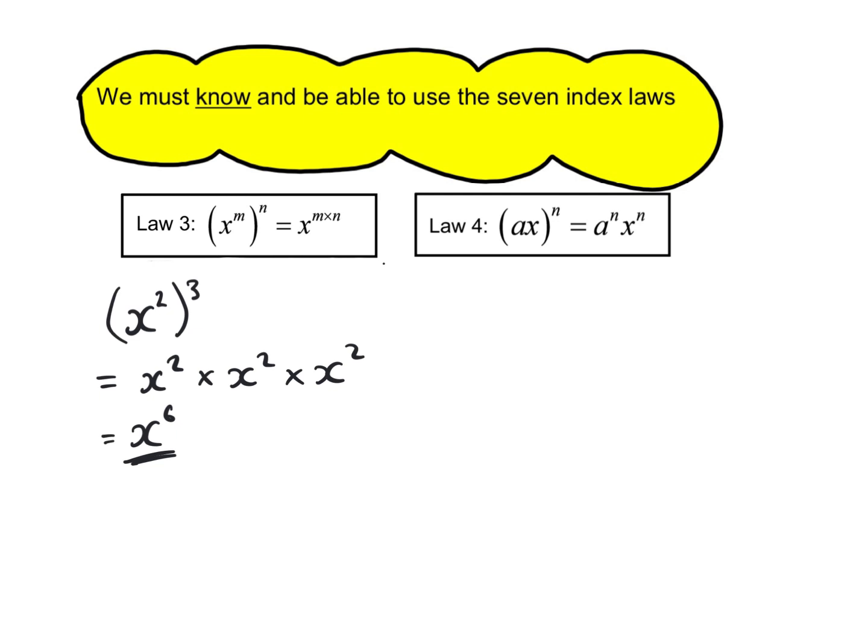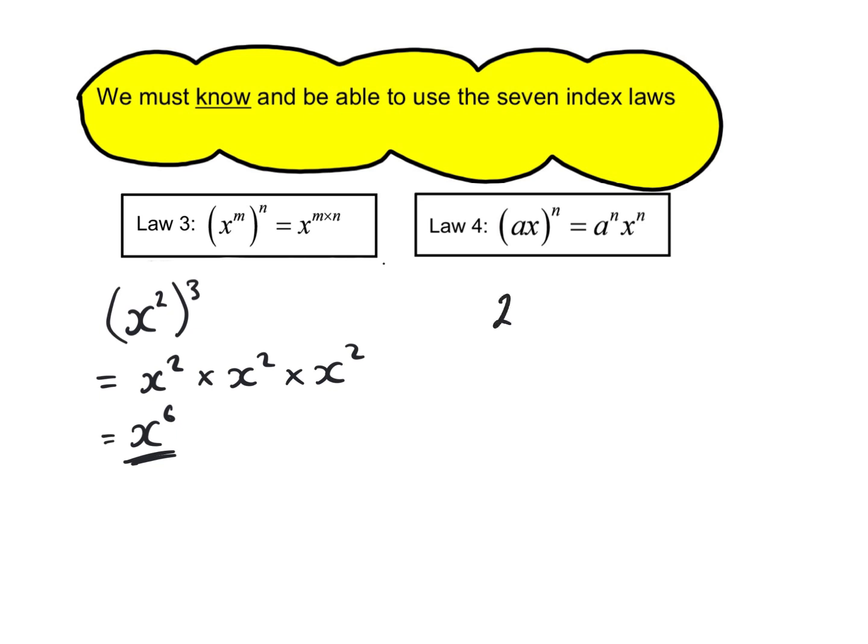Now, the next one, this law here, where I've got a product of two things. Product is what you get when you multiply two things. So any two things multiplying each other are a product. And then this power outside. So this is the power of a product. And what happens here is if I've got a product in a bracket like this, a times x, and I put that to the power of n, then that power acts on the a and it acts on the x. So again, I can show you a real life example of this.